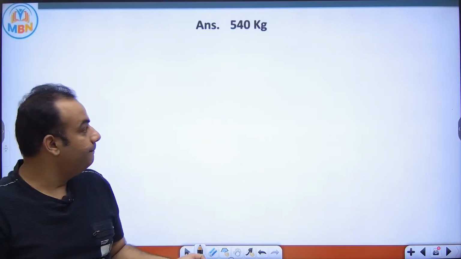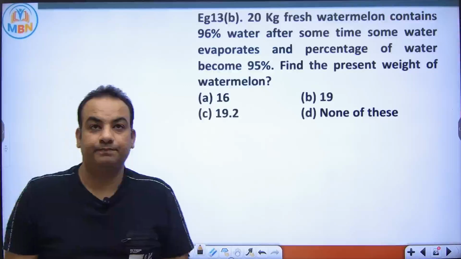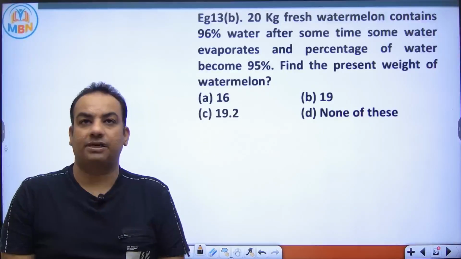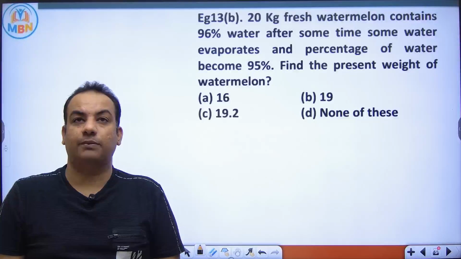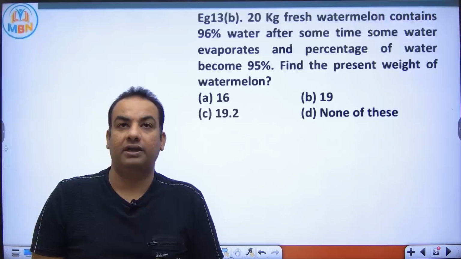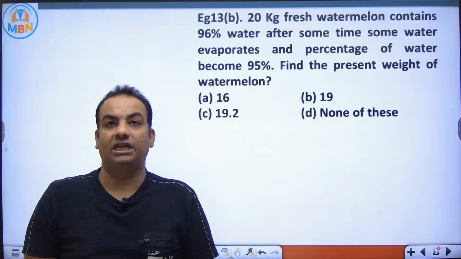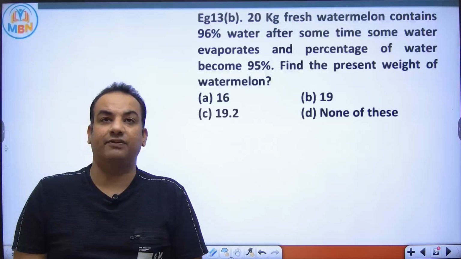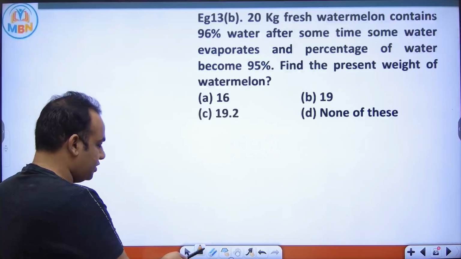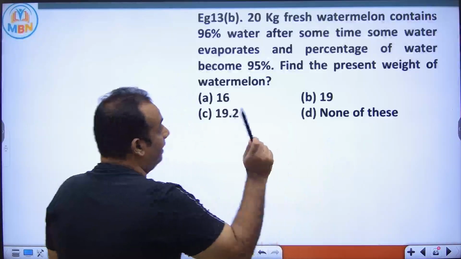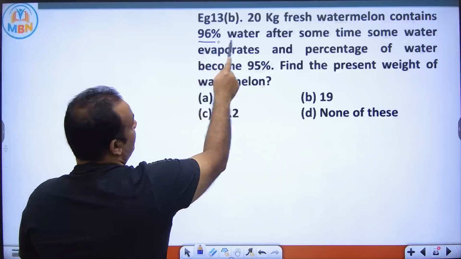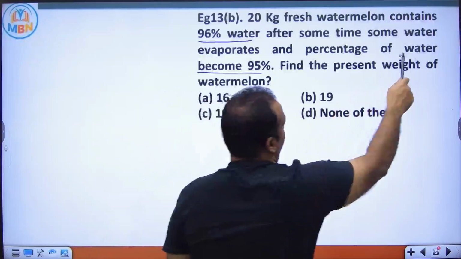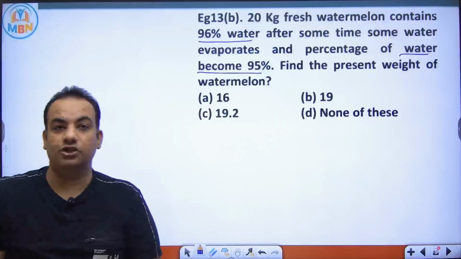Okay. Now see this. Question based on the same concept. If 20 kg fresh watermelon contains 96% water, after some time, some water evaporates and the percentage of water becomes 95%. What is the present weight of watermelon? So now just focus on the pulp part. Here 96% water is there, so 4% is pulp. Here water is 95%, so 5% is pulp.